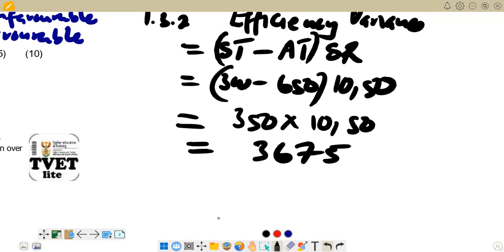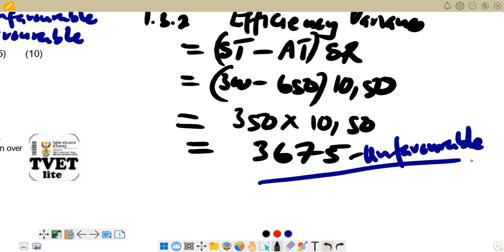Remember, we said standard. You remember we said if the standard is less than actual, it gives us an unfavorable. So this one also will represent unfavorable. So this is what we have in terms of 1.3.2. So obviously now we go to the next question.